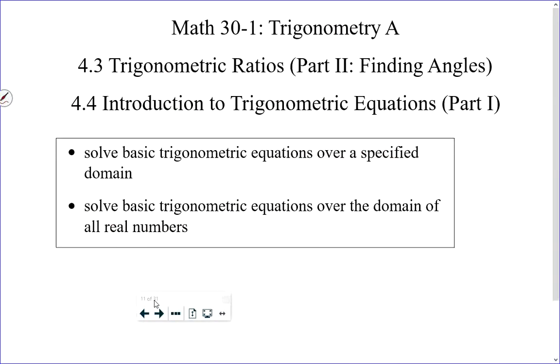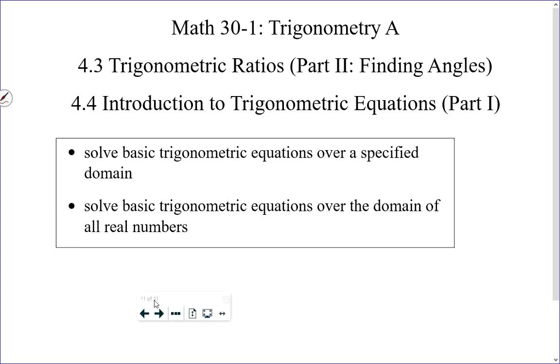The reason why it's 4.3 part 2 and 4.4 part 1 is that the second part of 4.3 is the exact same as the first part of 4.4. The questions are camouflaged a little bit differently, but ultimately they're the same thing. And this lesson is about solving trigonometric equations. In other words, I give you a trigonometric statement, and what you need to do is find theta. We're not finding what sine of theta is. We're not finding what cotangent of theta is. We want to find out what theta is that makes statements true.